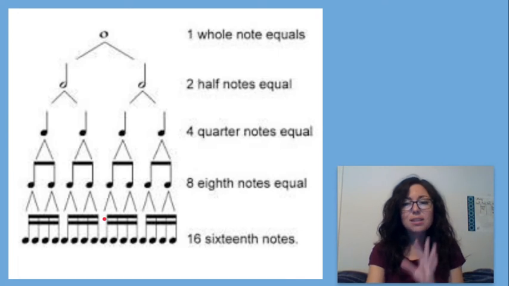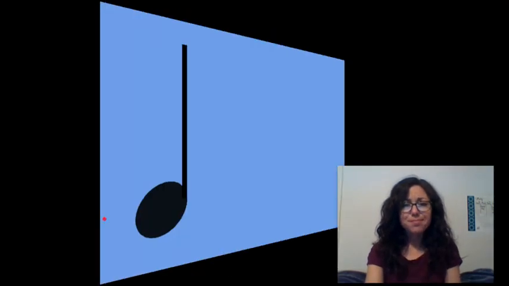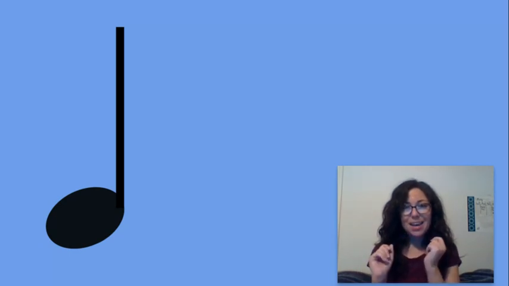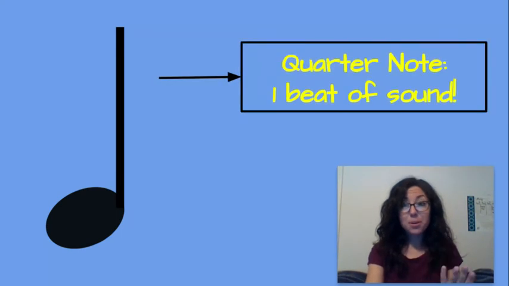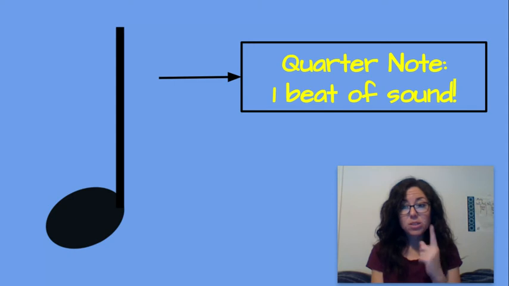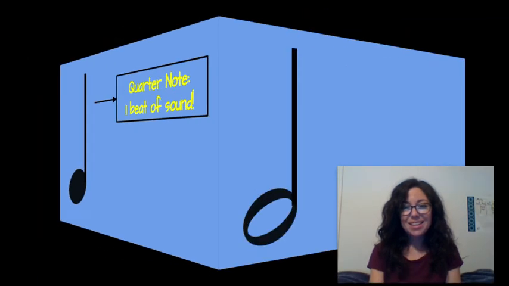But let's break this apart a little bit. So the first note we're going to look at is that giant note next to me. And hopefully you remember that that note is called a quarter note, and it gets 1 beat of sound. So if I were to clap a whole measure of quarter notes, you would have 1, 2, 3, 4. Each quarter note gets 1 number, 1 beat.